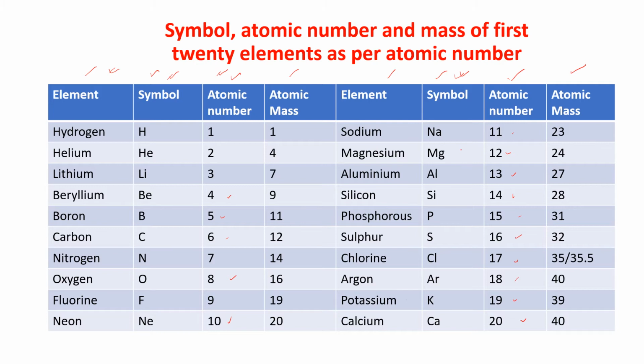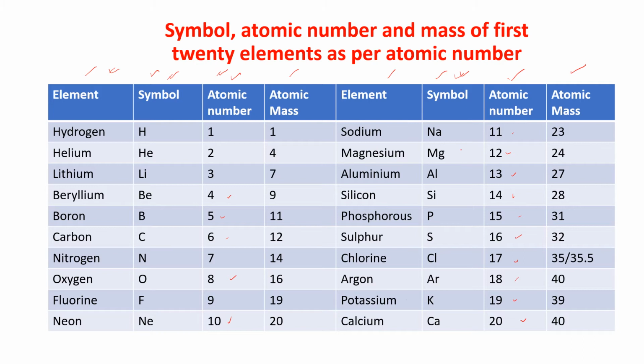Now there is a simple trick for remembering the atomic mass. The children are facing problems remembering the atomic mass, so I am just giving you a trick. The elements which have an even atomic number, their mass number is just double the atomic number. And the elements which have an odd atomic number, their atomic mass is just double the atomic number and add 1.